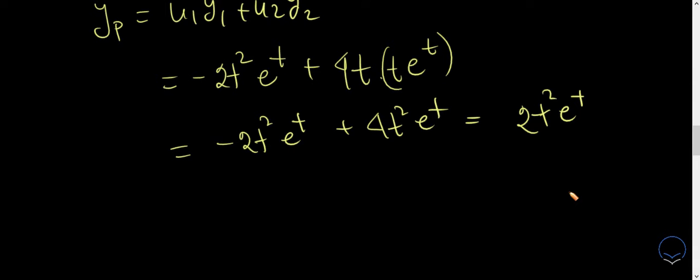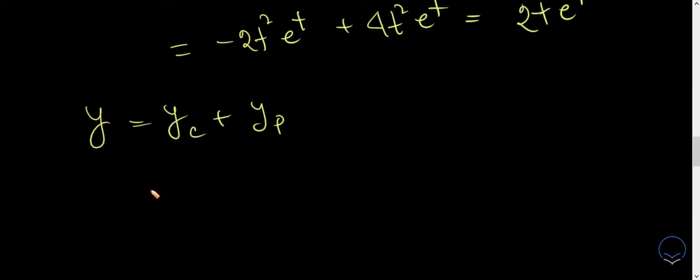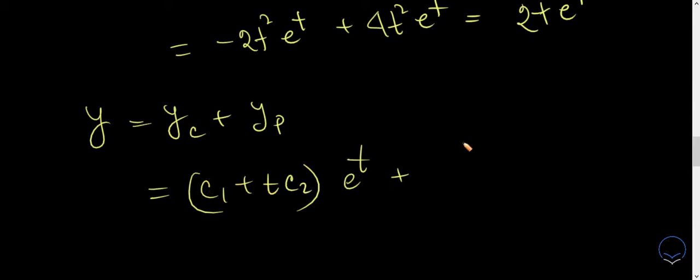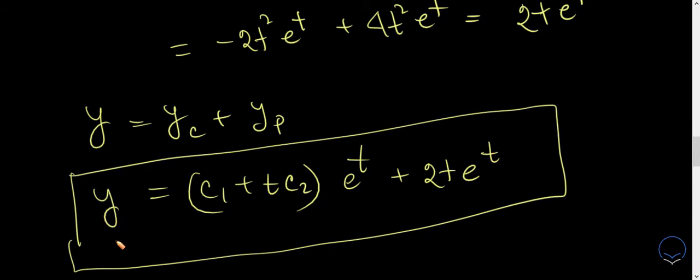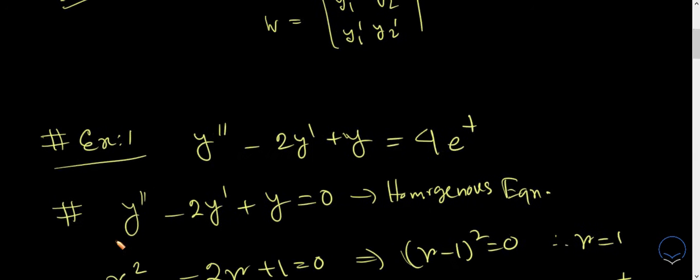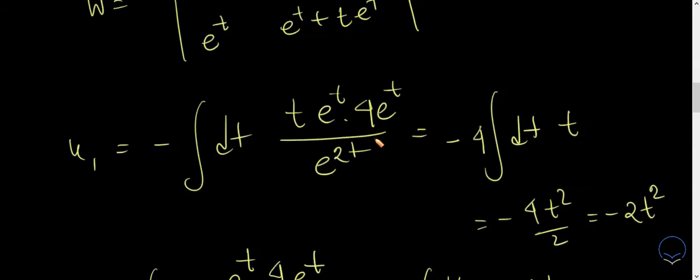So this is your particular solution, and once you know the particular solution, you can write the full solution as the complementary solution and the particular solution, like this. The complementary solution was c1 plus t c2 times e to the power t, plus the particular solution 2t squared e to the power t. So this is our full solution of the differential equation that we tried to solve over here.